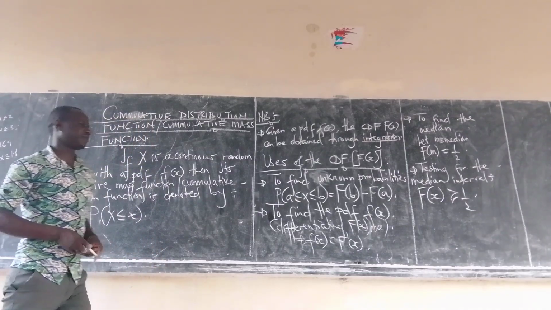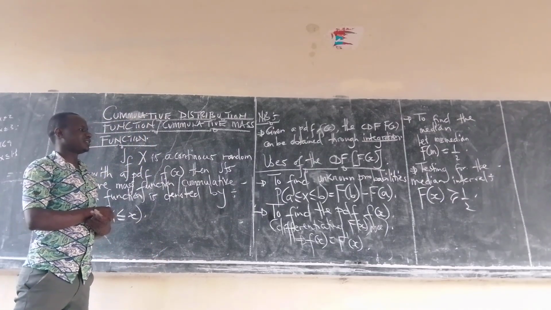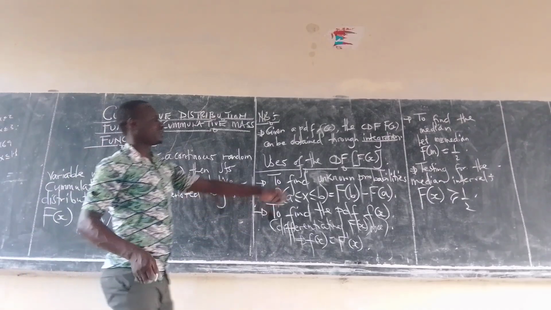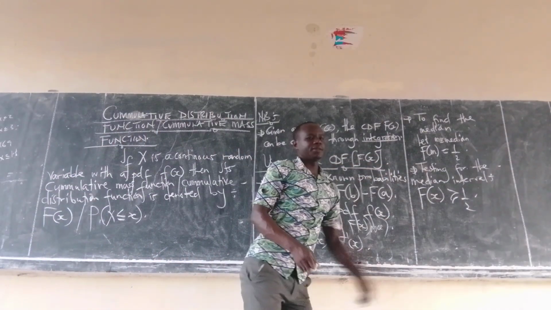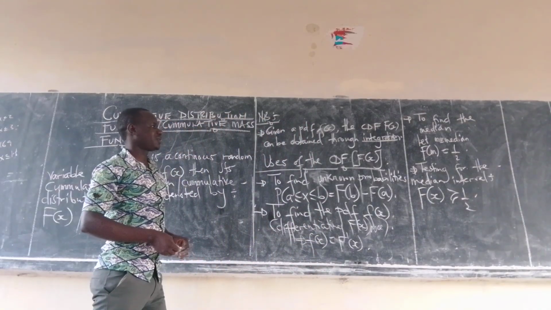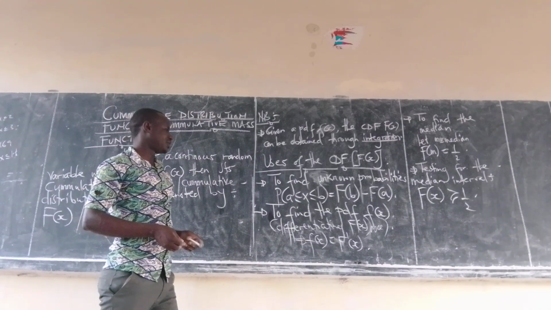interval, whose capital F of x is at least a half, becomes the median interval. And once you spot it, then you can substitute in m in the function that is defined for that interval, and then you get the value of m, which will be the median.